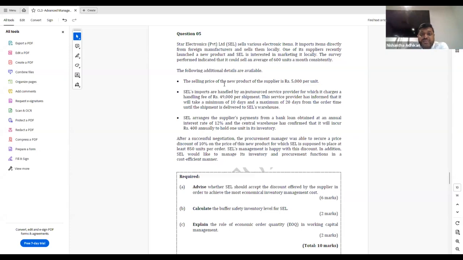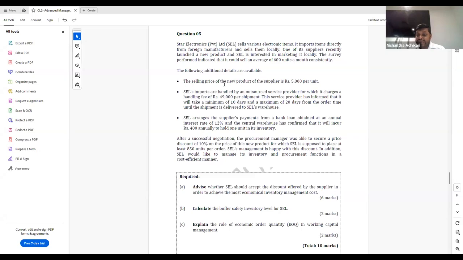SCL arranged the supplier's payment from a bank loan, obtained at an annual interest rate of 12% per annum, and the central warehouse has confirmed that it will incur 400 annually to hold 1 unit of inventory. Therefore, 400 plus, you have to consider the finance charge over that as well. After successful negotiation, the procurement manager was able to secure a price discount of 10% on the price of this product, if SCL agrees to place orders of 850 units per order.